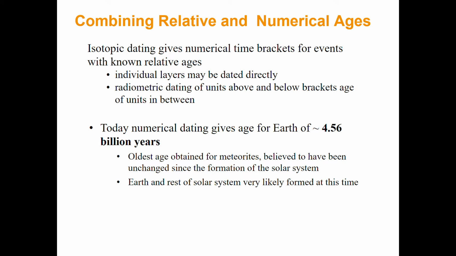But if we make the assumption that the solar system all formed around the same time, which is not a bad assumption to make, then we can date meteorites. And if you date meteorites, almost all of them give the same age. It's one of the reasons we think the solar system formed at the same time, because all the meteorites we get numerically date at 4.56 billion years ago. So we think that's about when the Earth formed.